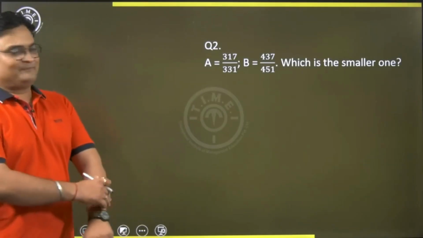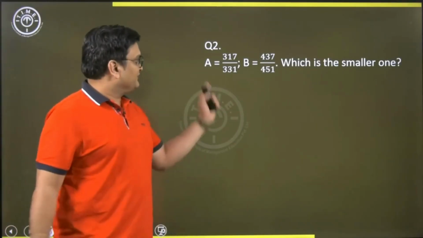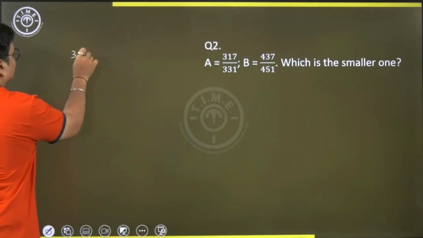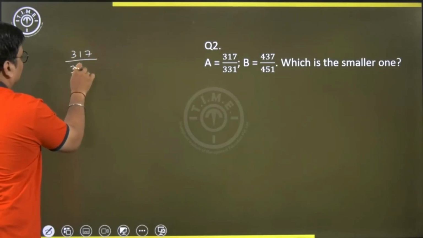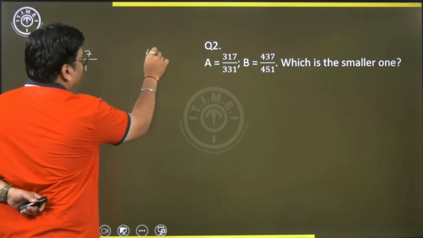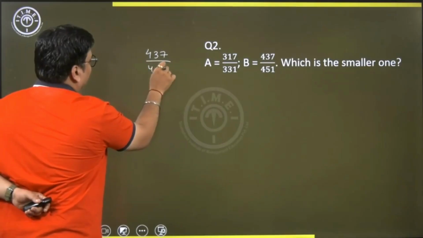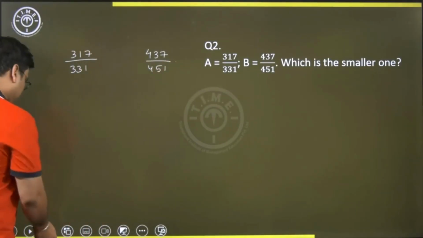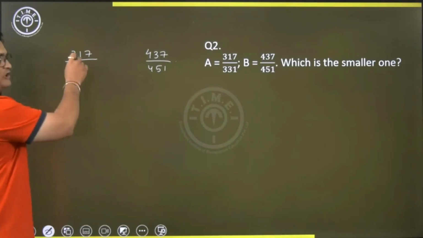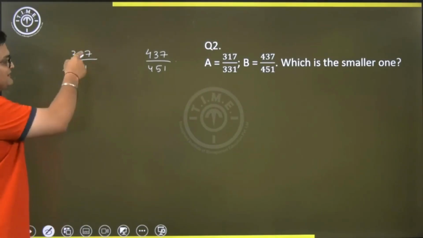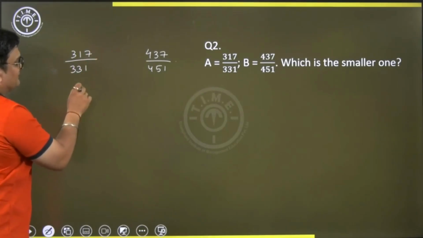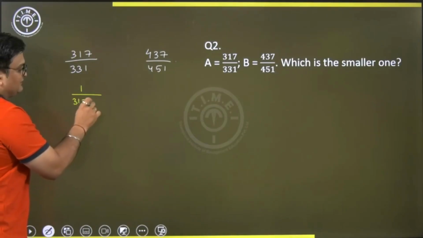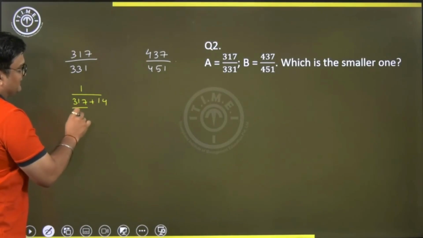Look at the second problem. Which is the smaller one between these two? So 317 by 331, and 437 by 451. Now notice, here also dividing the numerator and denominator by 317. What does it make it? 317 by 317 is 1. 331 by 317, can I write it as 317 plus 14 by 317?